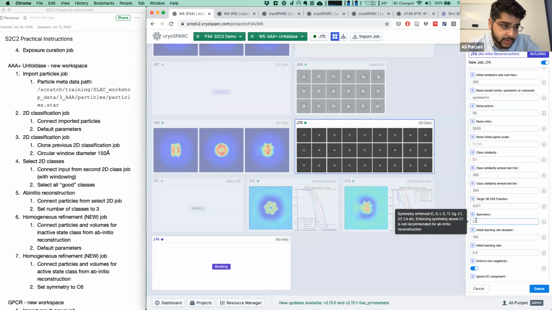Symmetry can be enforced during an ab-initio reconstruction. As I mentioned yesterday, it's not recommended to do so. You should always try to do an ab-initio reconstruction in C1 first and ensure that the structure you get is actually symmetric, and then enforce that symmetry during refinement, not during ab-initio reconstruction.